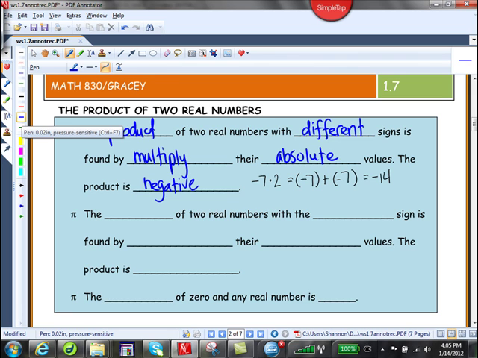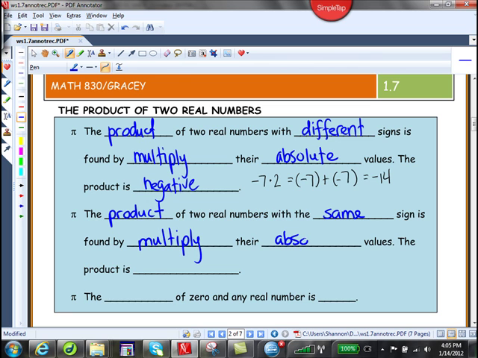Now, the product of two real numbers with the same sign is found by multiplying their absolute values. The product is positive.